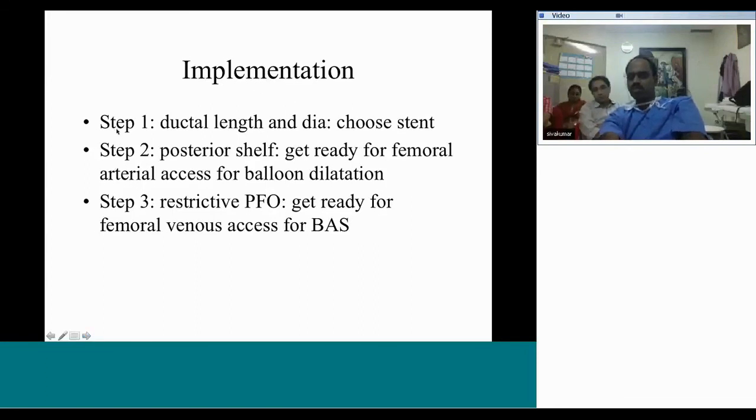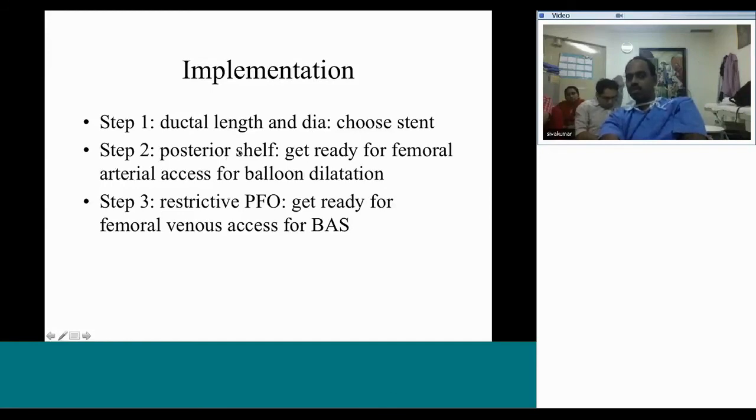For the implementation of this procedure, first measure the ductal length and ductal diameter, and so choose the stent. The length of the stent should be longer than the ductus by 6 millimeters. Diameter of the stent should be more than the ductus by 2 millimeters. Ensure that there is no posterior shelf.